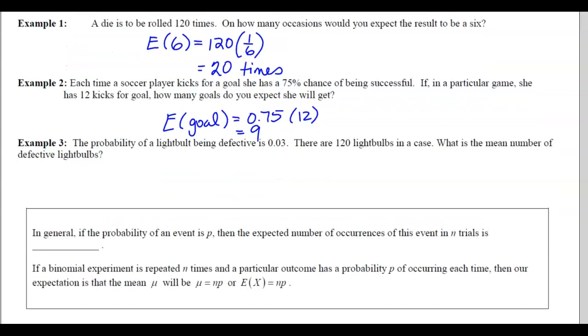The probability of a light bulb being defective is 0.03. There are 120 light bulbs in a case. What is the mean number of defective bulbs? So the expected value of defective bulbs will be the probability of being defective times 120 bulbs. Use the decimal, so it's 3.6, somewhere between 3 and 4 bulbs.